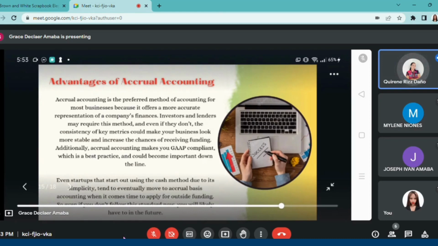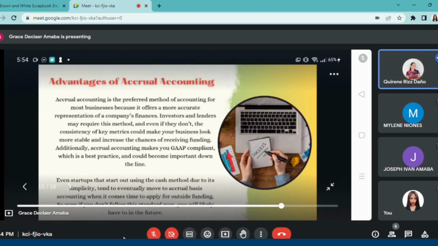So, advantages of accrual accounting. Accrual accounting is the preferred method of accounting for most businesses because it offers a more accurate presentation of a company's finances. Investors and lenders may require this method, and even if they don't, the consistency of accrual could make your business look more stable and increase the chance of receiving funding. Additionally, accrual accounting makes you GAAP compliant, which is best practice and could become important down the line.